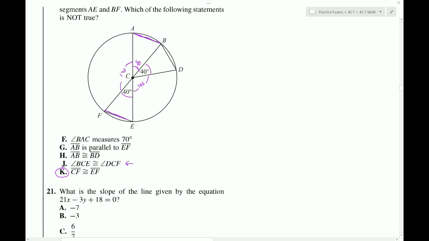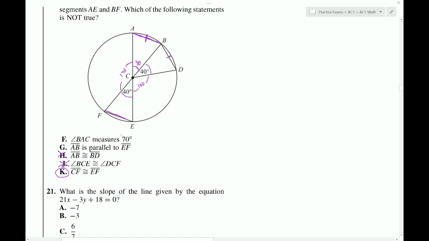For example, like this. So BCE spans from here to here. So that's 140, right? And then DCF also spans 140. So this one is true. AB equals BD. So AB is here, BD is here. That would be true if their angles are congruent, the central angles. So yes, we would say that is true, right?